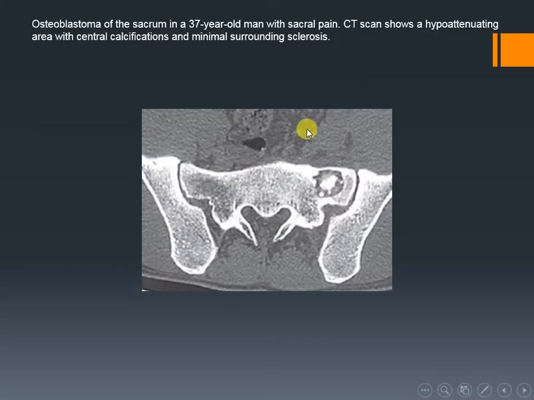Osteoblastoma of the sacrum, 37-year-old man with sacral pain. CT shows a hypoattenuating area with central calcification and minimal surrounding sclerosis.